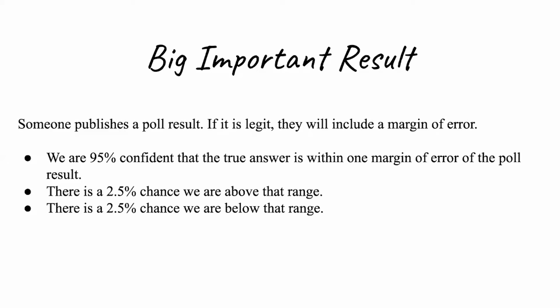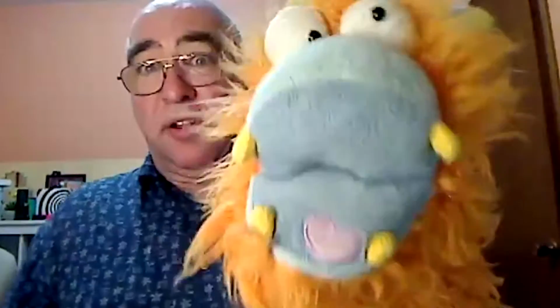All right. So what we're going to do is talk about polls. And we're going to start with the big important result right up front, because you don't want to watch too much of this. So just get the gist. If somebody publishes a poll result, if it's legit, they will include a margin of error. So the first thing you ever do when you see a poll is check to see if they include a margin of error. Because if they don't, then you just know that the poll is crap. Because if it's legit, they'll include a margin of error.